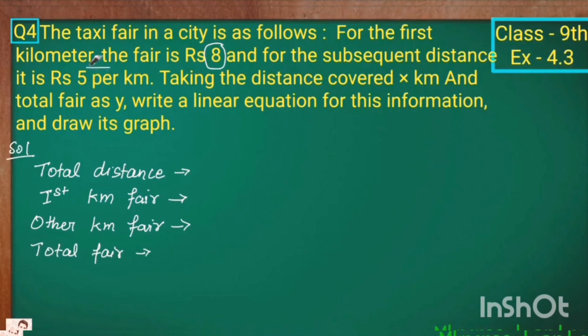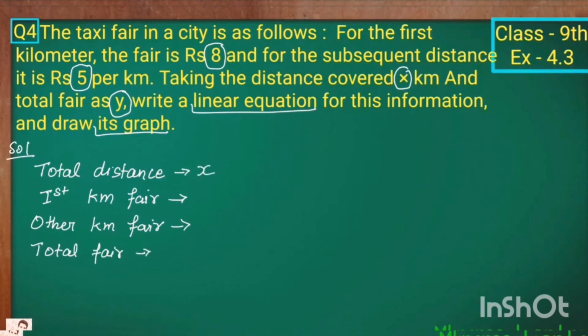So students, understand the question clearly. For the first kilometer, the fare is rupees 8, and for the subsequent distance, rupees 5 per kilometer. Then mention distance covered, that is x, and total fare, that is y. Now you have to find the linear equation for this given information, and you have to draw its graph too. Okay, now let's see the solution.